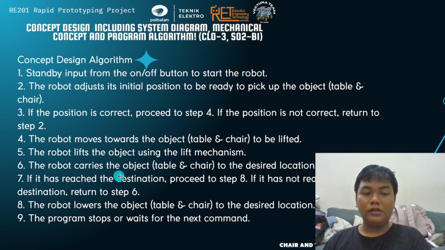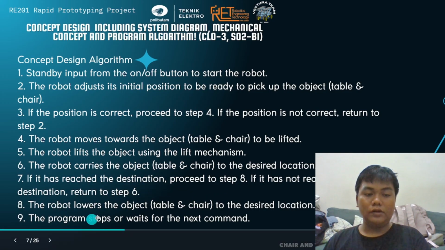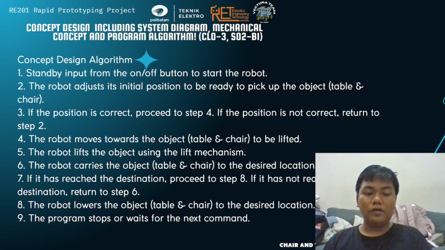Six, the robot carries the object, table and chair, to the desired location. Seven, if it has reached the destination, go to step 8. Eight, the robot lowers the object at the desired location. If it has not reached the destination, return to step 6 and the robot carries the object to the desired location. Nine, the program stops or waits for the next command.